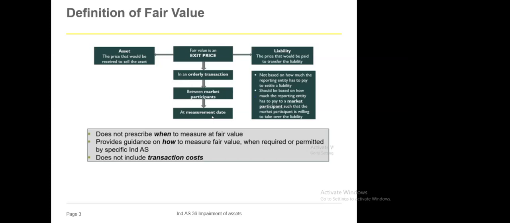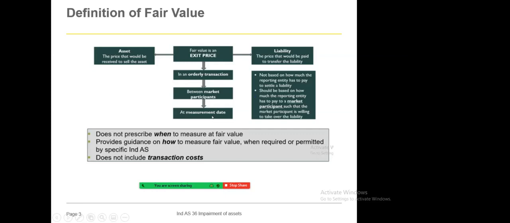So what is the concept of fair value? We need to calculate the fair value of an asset and a liability. As we discussed, the fair value of an asset is the price that would be received to sell that asset, that means the exit price. Fair value is an exit price. In case of a liability, it is the price that would be paid to transfer the liability, in an orderly transaction between market participants at the measurement date.